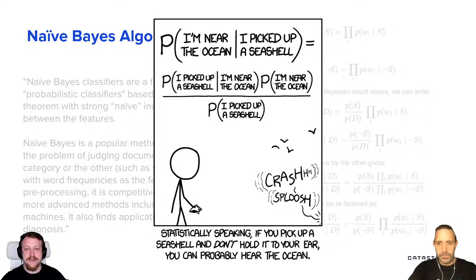This cartoon comic is the simplest yet great explanation of the naive Bayes algorithm. Statistically speaking, on the big numbers, if you pick up a seashell and you hold it to your ear, you can probably hear the ocean. And that sounds a little bit weird at first, but let's go a little bit deeper.